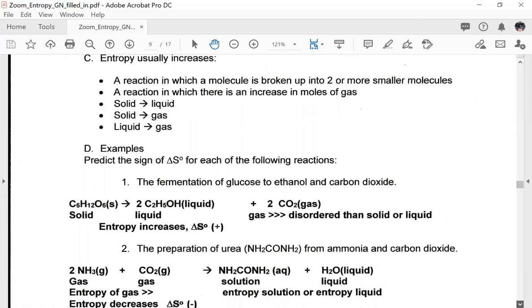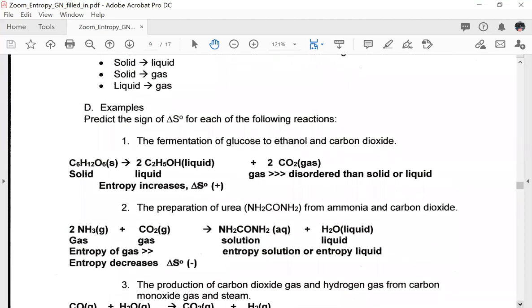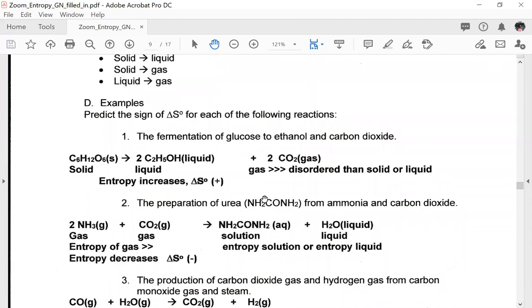So let's look at another one. The preparation of urea, this is a formula for urea, from ammonia and carbon dioxide. So first we write our balanced equation. 2 ammonia gas plus carbon dioxide gas goes to urea, solution, and water, which is liquid. So then we label gas, gas, solution, liquid. The entropy of the gas is much more than the entropy of the solution or the entropy of the liquid. We're losing entropy, so the entropy decreases. So our change in entropy at the standard state is negative.